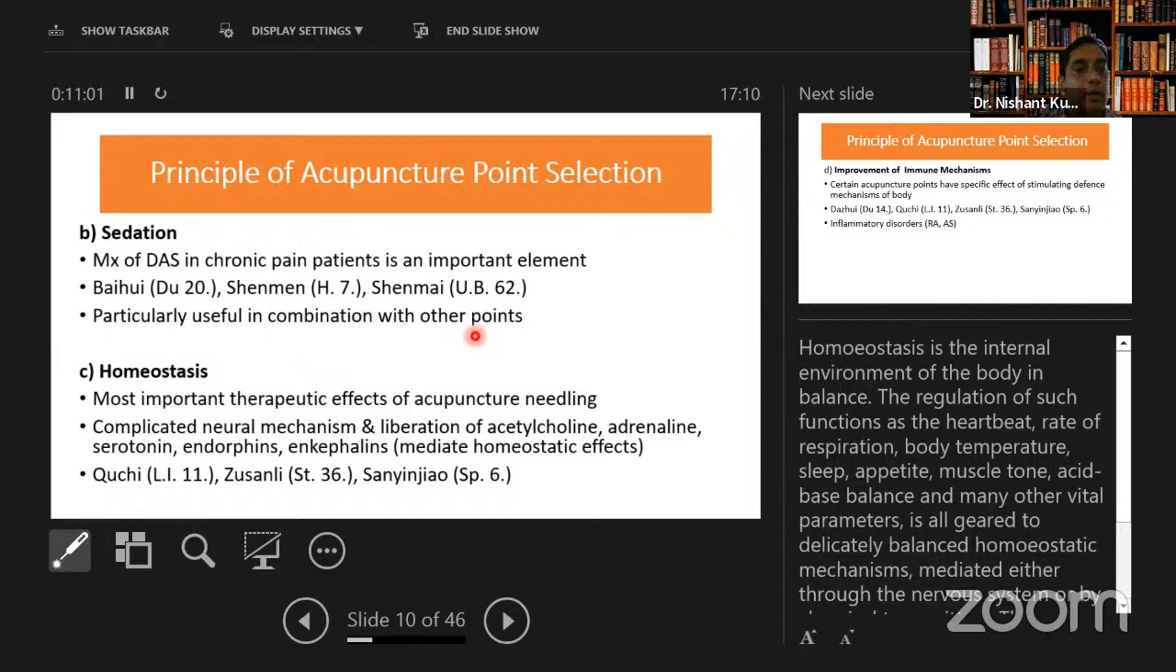There are 3 important points that are useful. They have a very complicated neural mechanism. They liberate acetylcholine, adrenaline, serotonin, endorphins, and caffeine, and they basically mediate the homeostasis of the body. So LI11, stomach 36, and SP6. Depending on the accessibility of the patient's body part, you choose any of the 3 points.